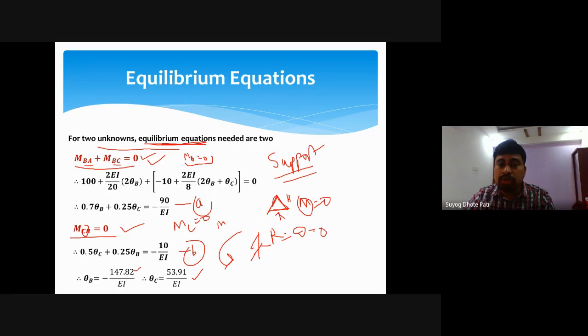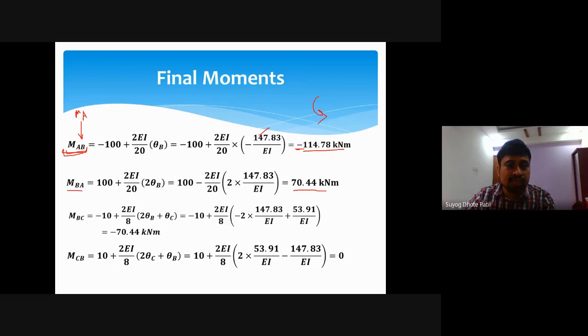Moment about B equal to 0 means that after analysis, whatever moment at B we get should be equal to 0. So MBA plus MBC will be equal to 0. This is plus 70.44 kilonewton meter and this is minus 70.44, so it is 0. So all the calculations we have done are okay, it is fine.